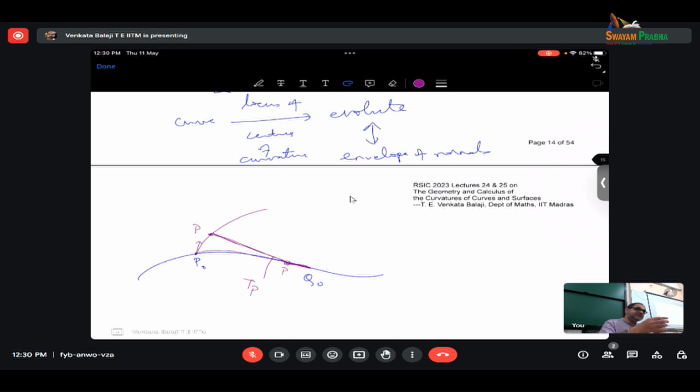And since you are maintaining the shortest distance, that is actually the normal. So the truth is that if this is the original curve gamma, and this is the involute of gamma, you get a new curve. For this involute of gamma, this will be the normal, and at this point this will be the tangent to gamma. Let me call this involute gamma dash. This is the normal to gamma dash at P, and this will be just the tangent to gamma at P.